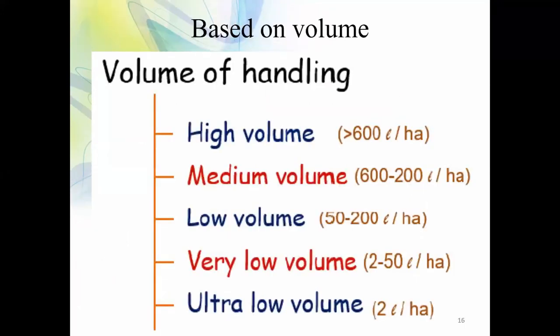And the other classification is based on volume of handling. Based on volume, the sprayers can be classified as high volume sprayers, medium volume, low volume, very low volume, and ultra low volume. For ultra low volume, the capacity is around 2 liters, and very low volume, the capacity is 2 to 50 liters, and low volume, 50 to 200 liters, and medium volume, 200 to 600 liters, and for high volume, it is more than 600 liters.